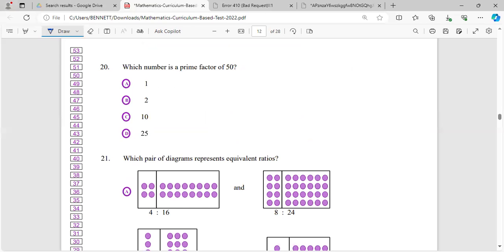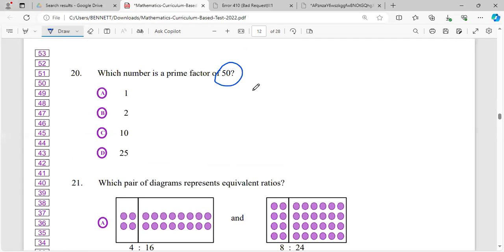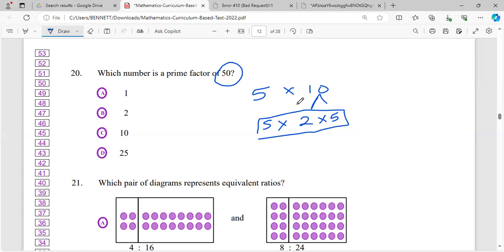This is the last one, guys. 20. Which number is a prime factor of 50? Sir, B. Yeah, B, it's the only prime number, right? We did prime factorization. We could do 5 times 10. 2 is the only even prime number. Yeah, very good. The prime factorization of this would be 2 times 5 times 5. So 2 would be the prime number there, because they don't have 5, right?